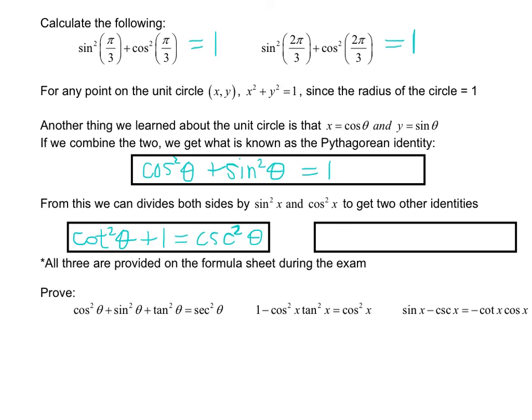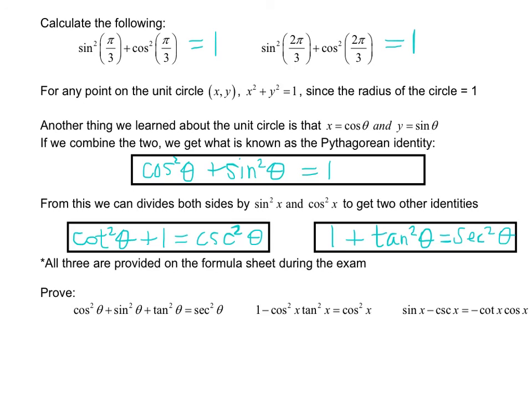And then if I take this same original cosine squared plus sine squared equals 1, and this time divide by cosine squared. So cosine squared divided by cosine squared is 1. Sine squared divided by cosine squared is tangent squared. And then 1 divided by cosine squared is secant squared. So the main trig identity is the first one, cosine squared plus sine squared equals 1. But you can derive the other two by dividing everything by sine squared or by cosine squared.